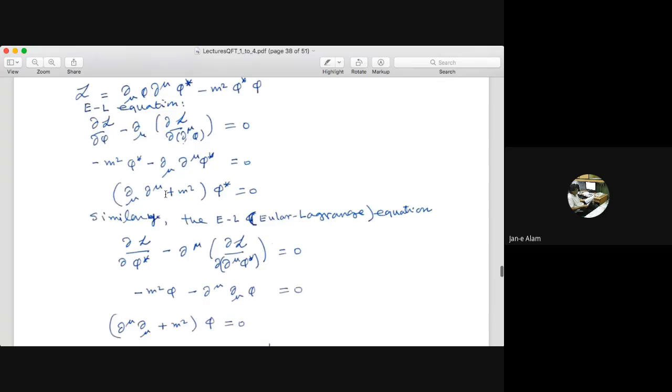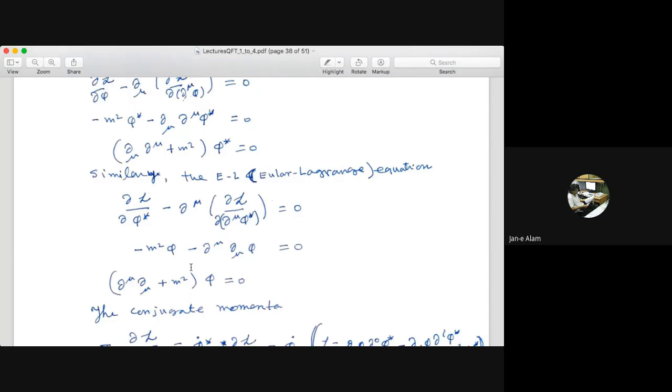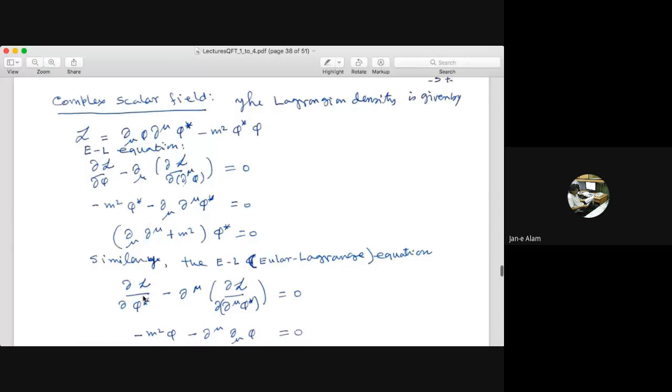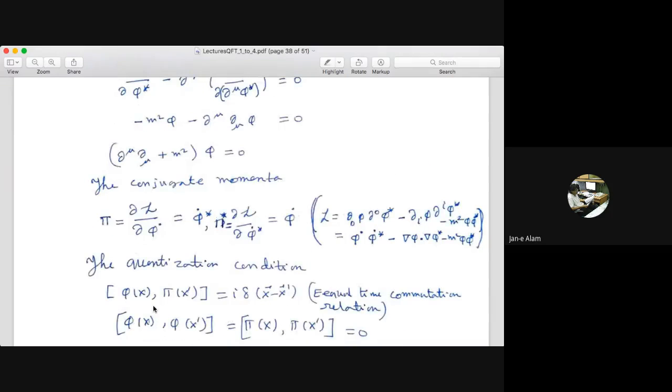And I want to derive the Euler-Lagrange equation. If I take the derivative of this with respect to phi, then I get the Klein-Gordon equation for phi star. Now, if I take the functional derivative of this L with respect to phi star, then I get the Klein-Gordon equation for the field phi. So this is for phi star and phi. Remember, when I am getting the equation for phi star, I am taking the derivative with respect to phi. And when I am getting the equation for phi, I am taking the derivative with respect to phi star. So these are the two equations.